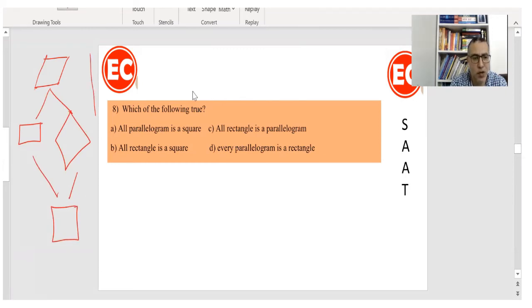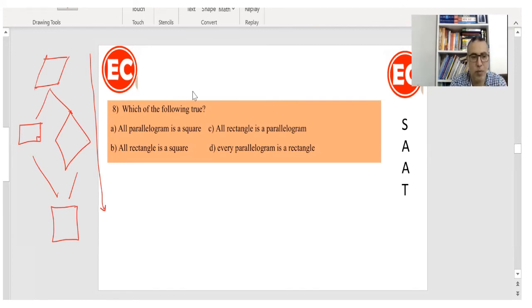The properties are going from up to down. Parallelogram, then rectangle, then rhombus, then square. So I can say that all rectangles are parallelograms. I can say that all rhombuses are parallelograms. I can say that all squares are parallelograms, but I cannot say the opposite.